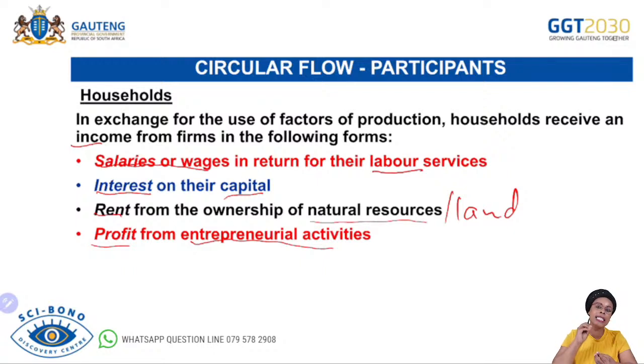And they don't only sell their factors of production to the businesses, they can also sell their factors of production to the government. For example, I'm a government employee, I'm working for the government, I am a household, I own labor, I have sold my labor to the government, and at the end of the month, the government will give me what? A salary.